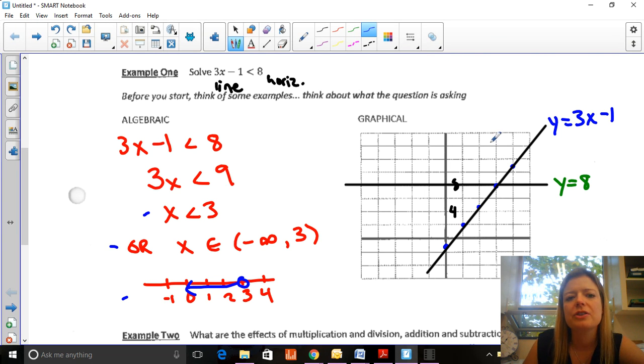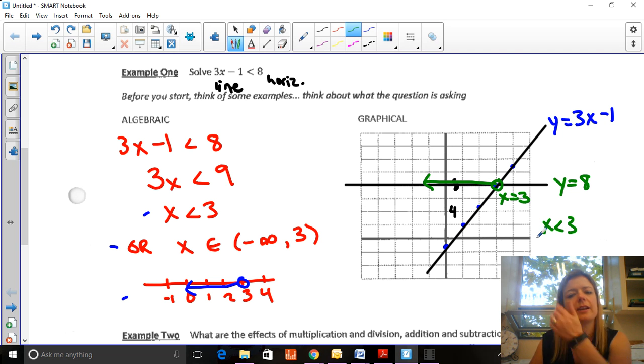Okay, so the question is asking when is the line less than 8? So that would be true for all values. So here is where it's equal. So it's less than, so this line is below this line for all the x values from here over. So if this is x equals 3, then the inequality is true for all x less than 3. So that's the visual understanding of that.